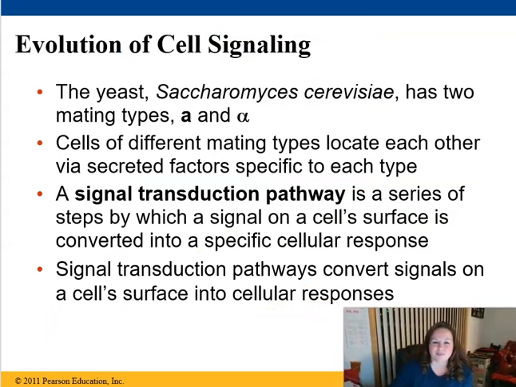So this involved what's called the signal transduction pathway. This is a series of steps by which a signal on a cell surface is converted into a specific cellular response. Sometimes these signal transduction pathways involve just one step, and sometimes they involve many steps with many relay molecules in between. It all depends what the organism is and what the cells are and what the desired response will be. So signal transduction pathways then convert those signals on a cell surface into cellular responses.